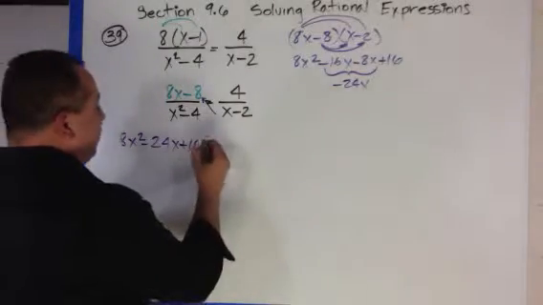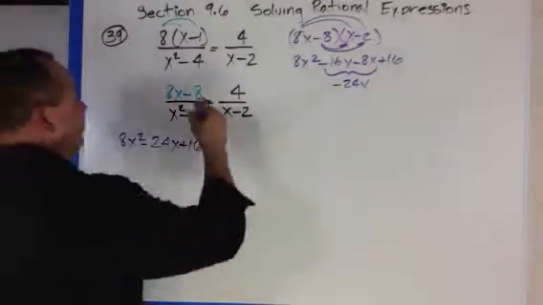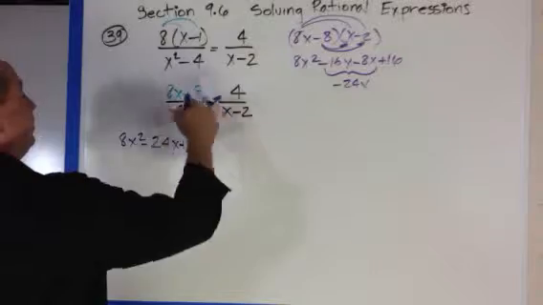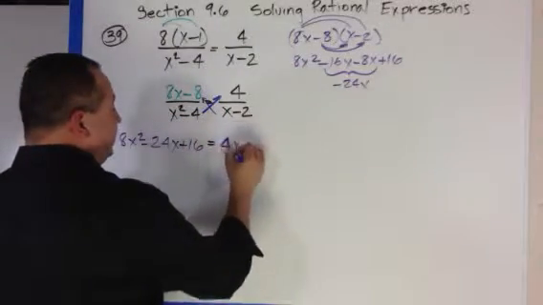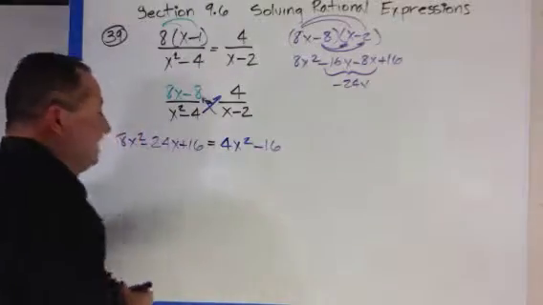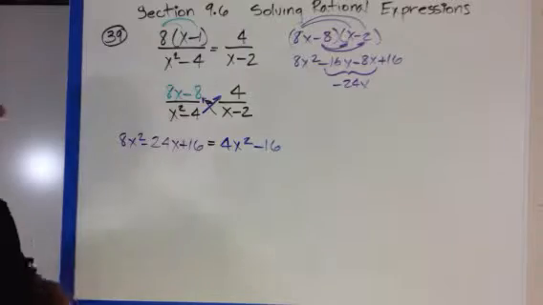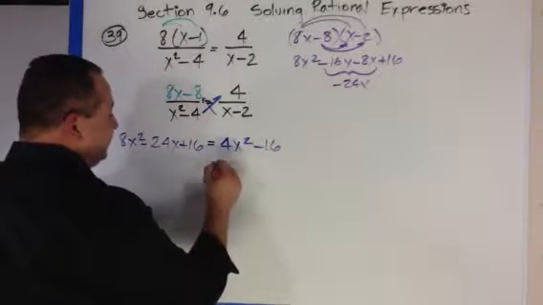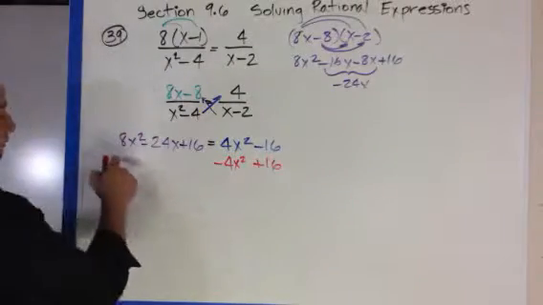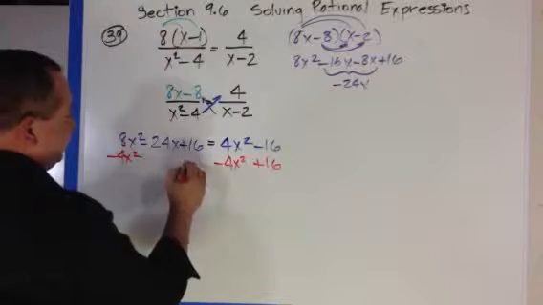Now it's time to multiply the other side. So the other side I'm going to use blue. We're going to multiply 4 times x squared minus 4. So 4 times x squared will give me 4x squared. 4 times negative 4 will give me negative 16. Okay, so now it's time to push everything to the left, so let's go ahead and do that. I'm going to subtract this 4x squared, and I'm going to add a 16.